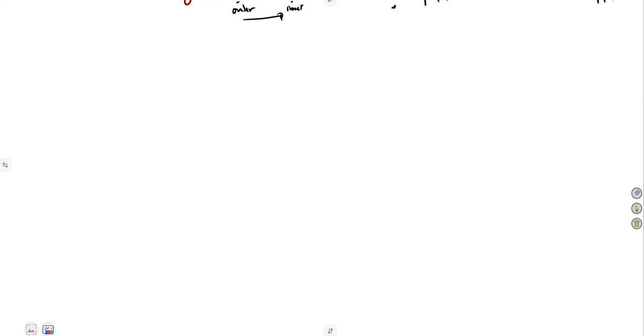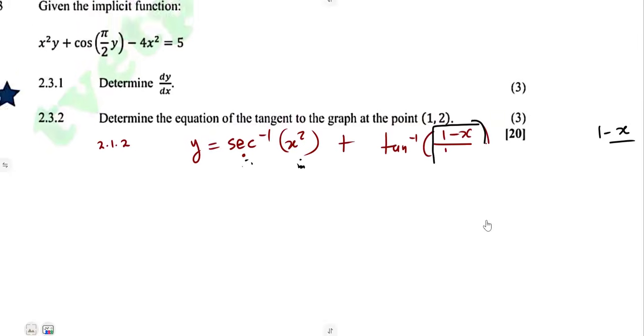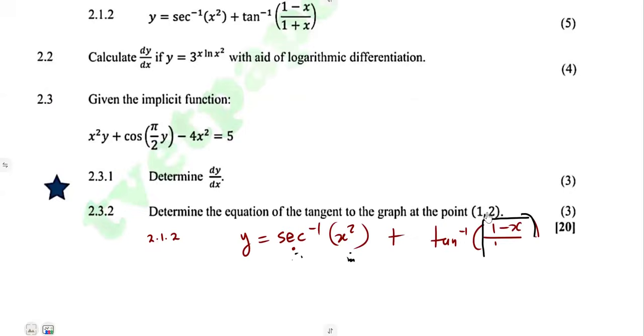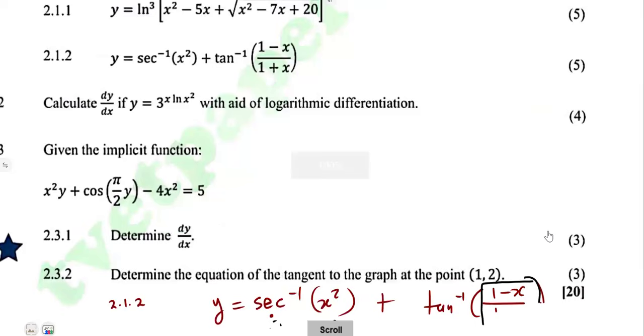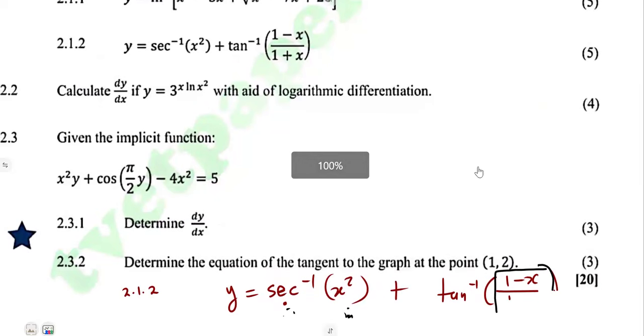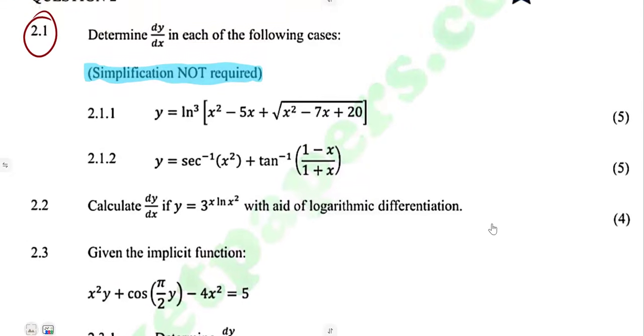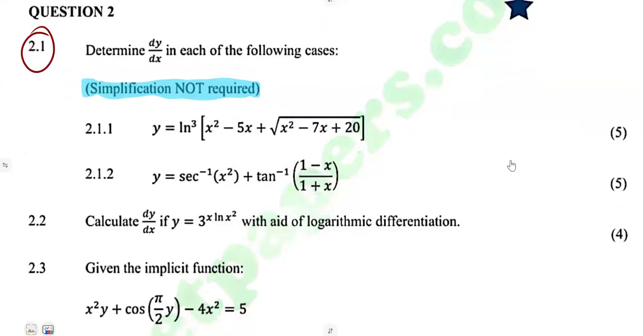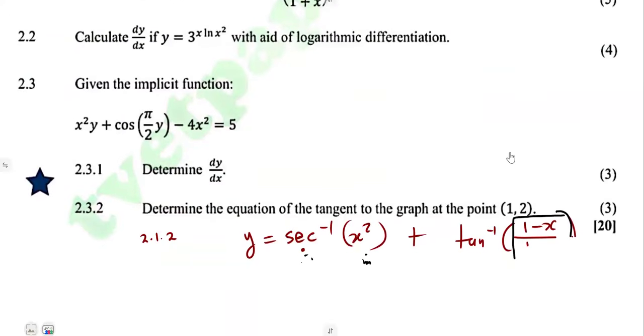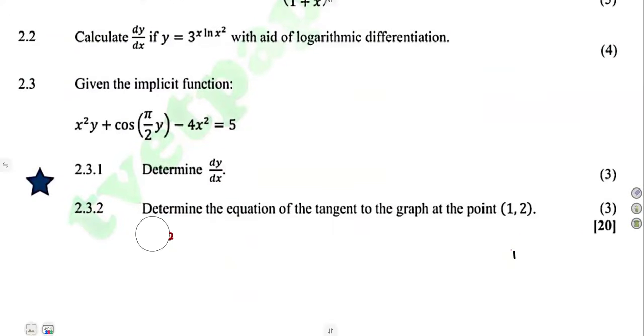All right. For more, I think I have a playlist for this subtopic. See where the simplification is not required. So you can go through the playlist, all right, and understand more about where the simplification is not required. It's all about revision, all right. Moving on to another part of our question, which is now 2.2.